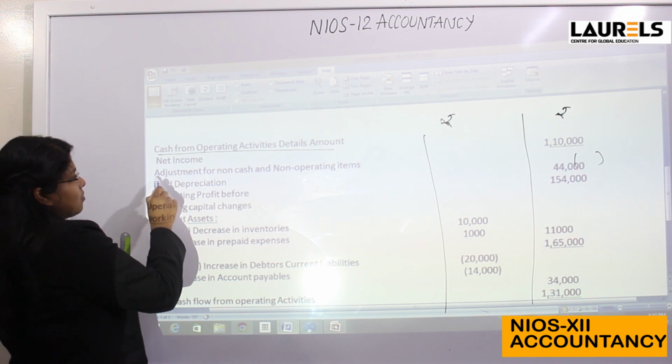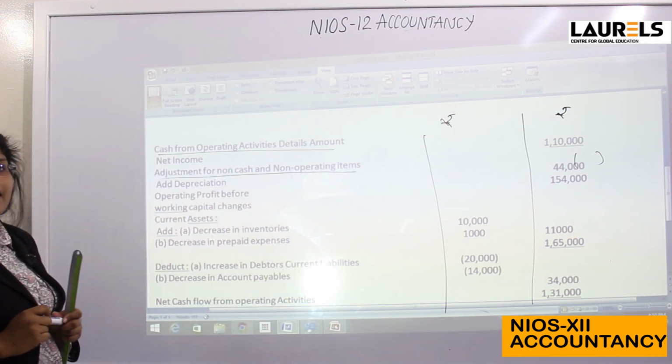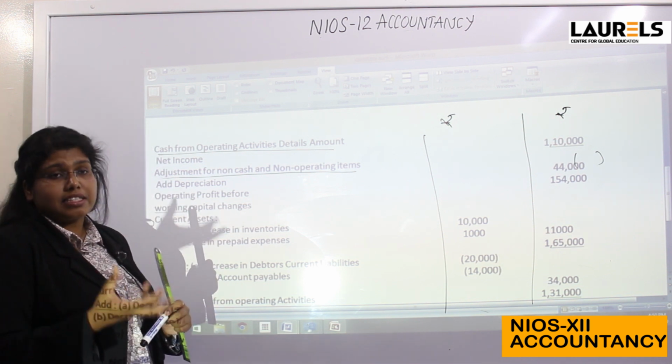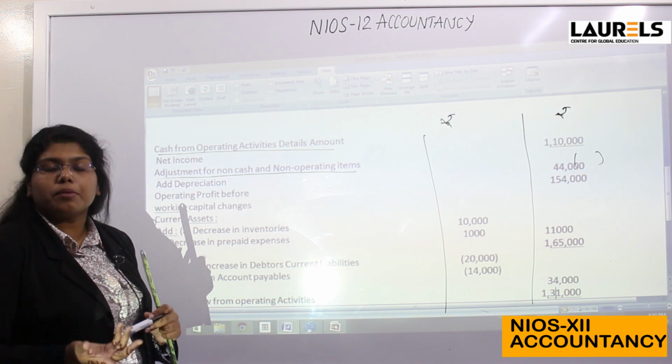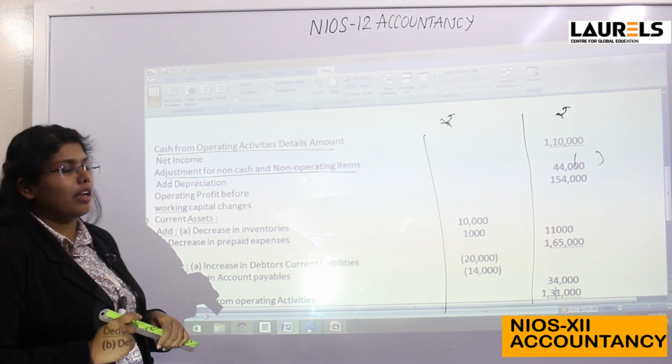Then we have adjustment for non-cash and non-operating items. We don't have those items in between of add and minus. I told it's rarely used, but if it is there, you need to do. Proposed dividend, interim dividend might come. So just learn by heart those items that are there in between.